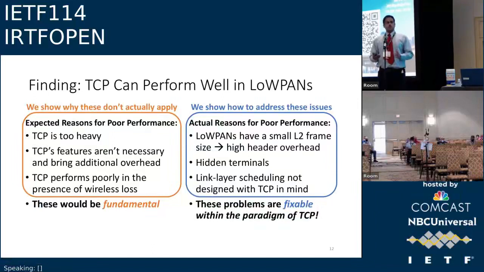Now, there's a key difference between the issues on the left and the issues on the right. The issues on the left, if they were to exist, would be fundamental issues. There's no clear way to adapt TCP or the link layer to eliminate those issues. But the issues on the right, it turns out, are fixable within the paradigm of TCP via fairly straightforward techniques. So in our research, we show why the expected reasons don't actually apply. We demonstrate techniques to address the actual issues causing poor TCP performance. And our overall conclusion is that TCP can perform well in LoWPANs after all.